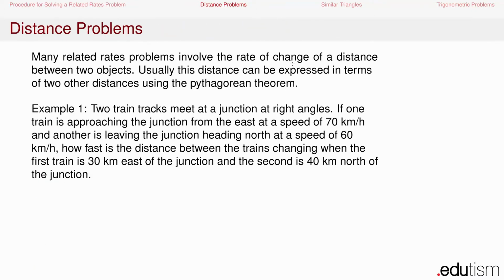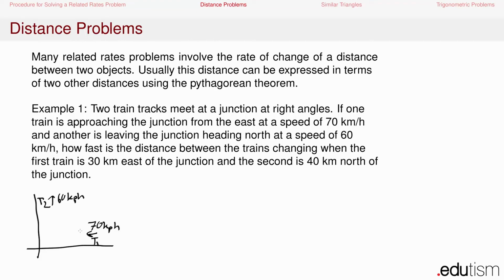Many related rates problems involve the rate of change of a distance between two objects. Usually this distance can be expressed in terms of two other distances using the Pythagorean theorem. In example 1, we have two train tracks which meet at a junction at right angles. We have one train, called T1, approaching the junction from the east. Its speed is 70 kph. We've got another which is leaving the junction, heading north at a speed of 60 kph.